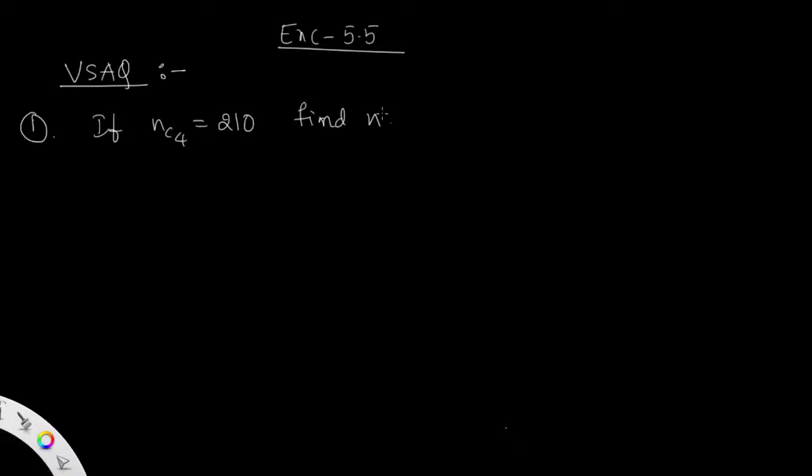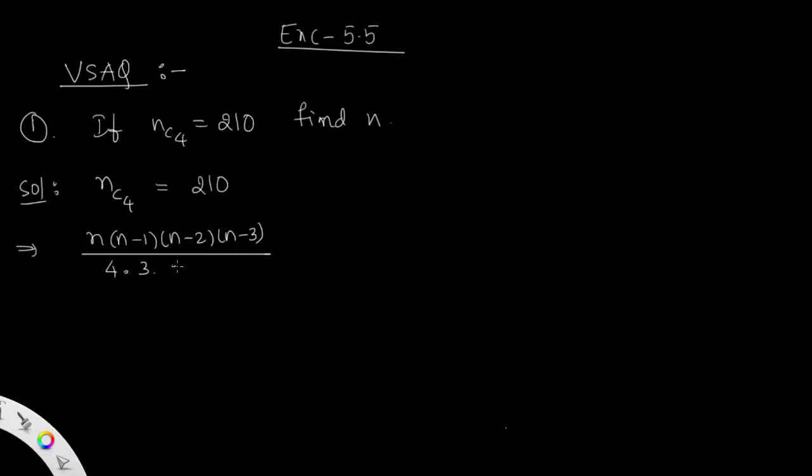So now simplify the values. First write down nC4. So nC4 equal to 210 is given. nC4 is nothing but, starting from n, writing up to 4 terms, n into (n minus 1) into (n minus 2) into (n minus 3), divided by the first 4 natural numbers, 1, 2, 3, 4, equal to 210. Now simplify.